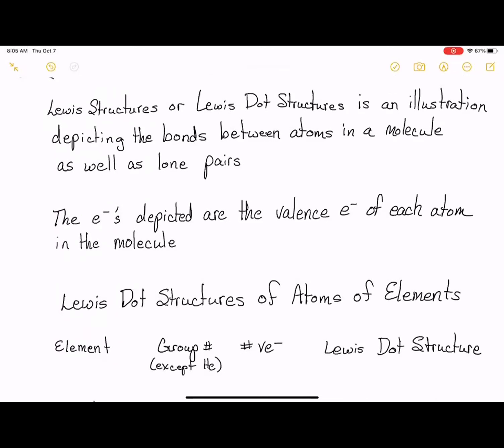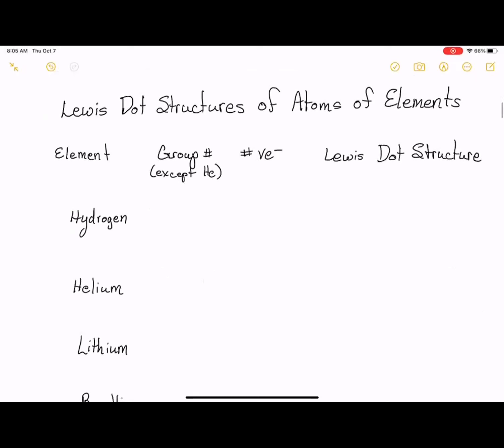Now, as we're doing Lewis dot structures, I'm primarily going to stick, if not entirely, to the main group elements, which are groups 1 and 2, and groups 13 through 18. So let's get into the Lewis dot structures of the atoms of the elements. I'm going to talk about the first 10 atoms, and we're going to discuss the number of valence electrons and then what the Lewis dot structure looks like. So one of the things that I have on here is the group number.